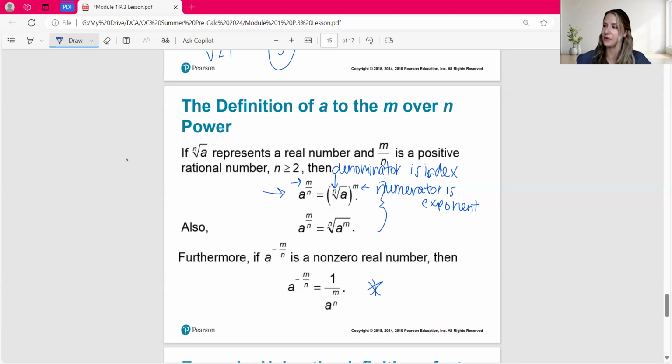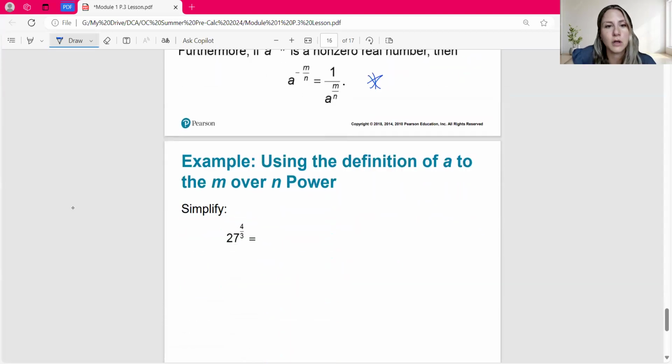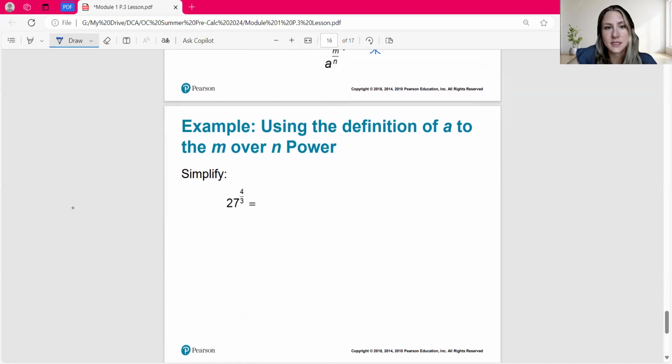We will look at 2 examples of this, and then we'll be done. Using that rule of a fractional exponent, let's simplify 27 to the 4/3. Let's rewrite this as a radical. We're going to have the cube root of 27 to the 4th power.